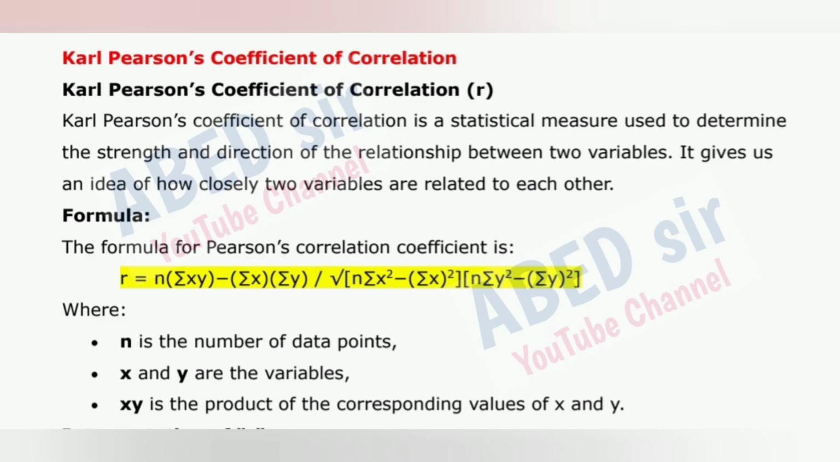Formula. The formula for Pearson's correlation coefficient is given, where n is the number of data points, x and y are the variables, and xy is the product of the corresponding values of x and y.